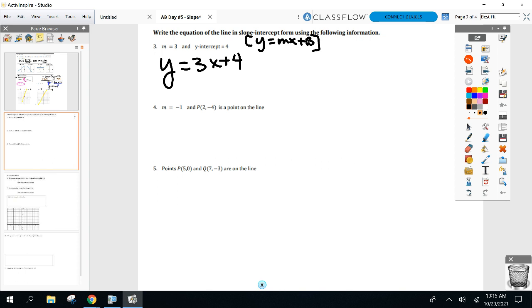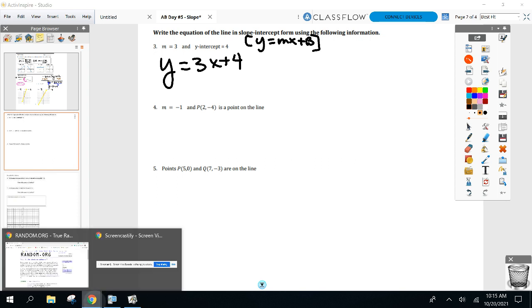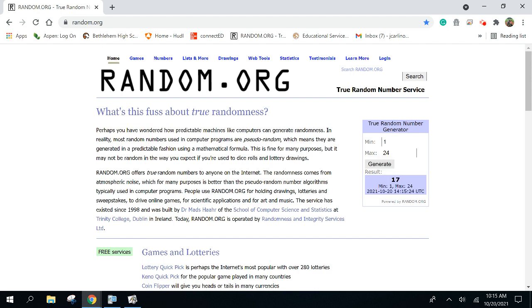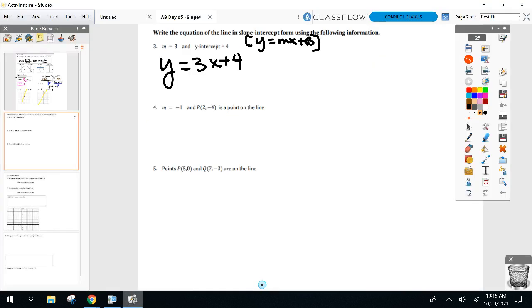Number 4, what do I know, at least? Out of the 2 values I need, what did I give you? Emma, what did I give you in number 4? What's M stand for? Slope. I have the slope. What don't I have? You don't have the y. Okay, so we need to work on that. I have the slope. I'm half and half right now. I got the slope, but somehow I need the y-intercept.